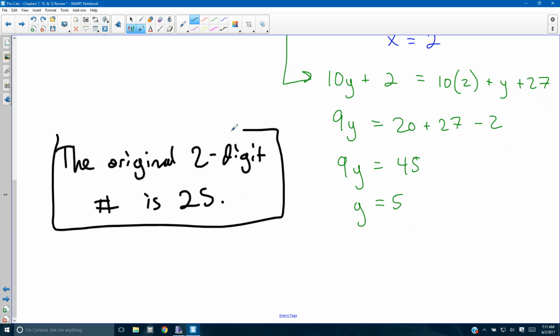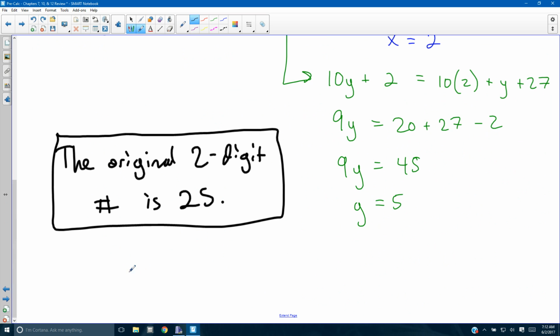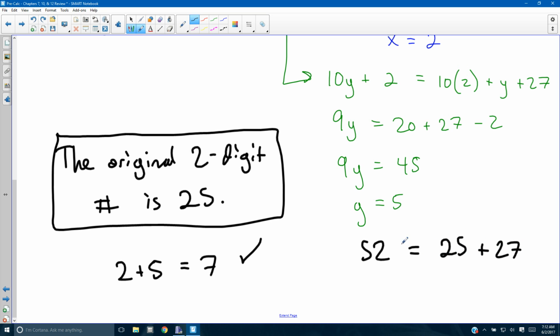Let's see if that works out. First, we said that the sum of the digits is 18 less than the number itself. 2 plus 5 is 7. 7 is 18 less than 25. Check. They say when you reverse the digits, 25 turns into 52. That's 27 more than the original number, 25 plus 27. 25 plus 27 is 52. That checks out. So there it is.